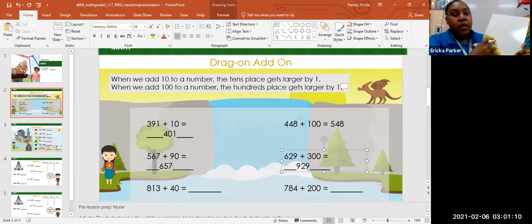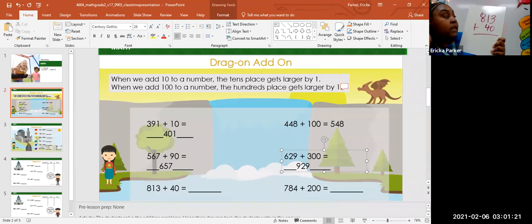Right, and we are going to move right along. We're at 813 plus 40. Let's take a look here. Do we need to worry about the ones? Because this is 0 underneath, we already know that that top number is going to come on down. Now we need to add the tens. So 1 plus 4 equals what? 5. And then we know that 8 plus 0 equals what? 8.